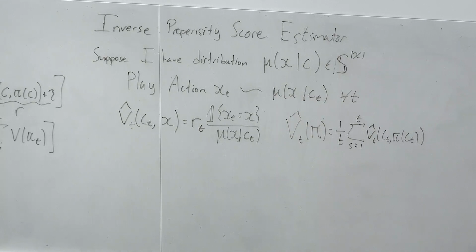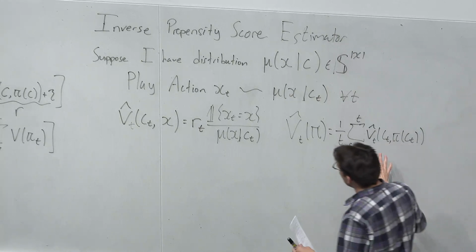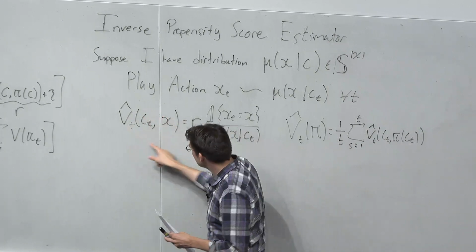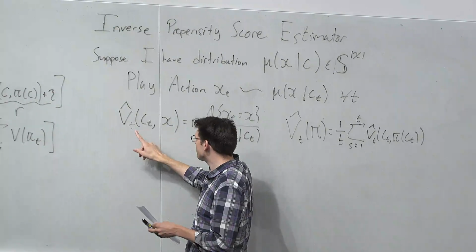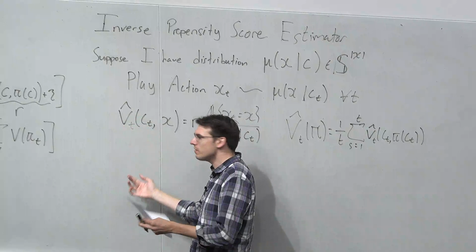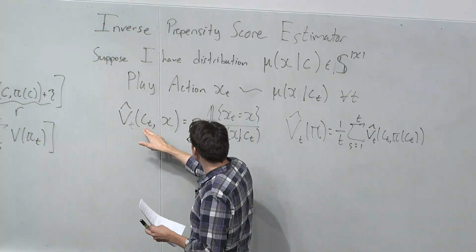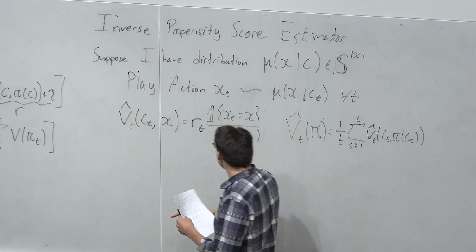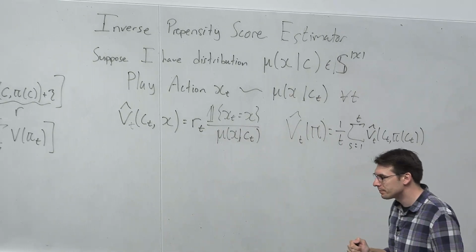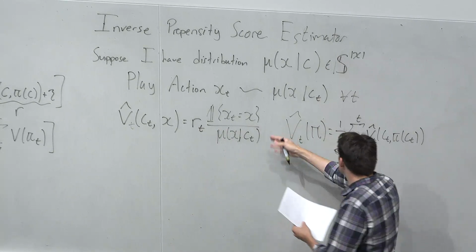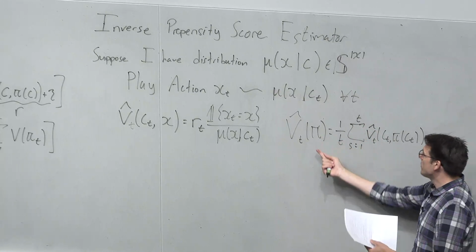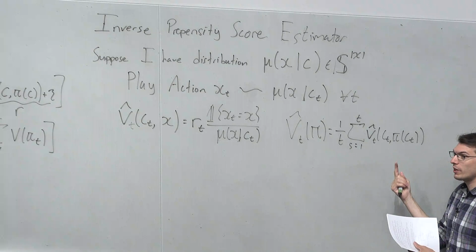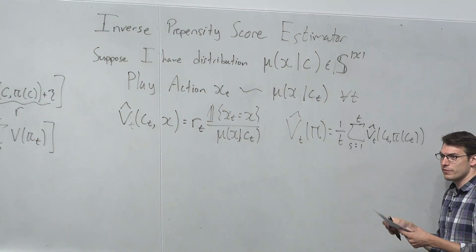Okay? And what this will allow me to do, because this v hat of t is a function of x, right? The c_t is fixed. This is like a historical record now. The c_t is fixed, but then for any x, I can estimate this quantity. And so now, for any given policy, I can evaluate this. And what I'm going to claim is that this is a fine estimator.